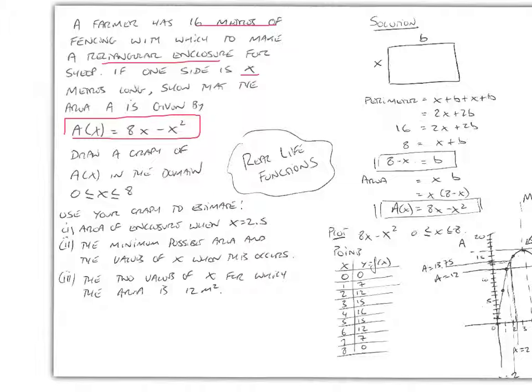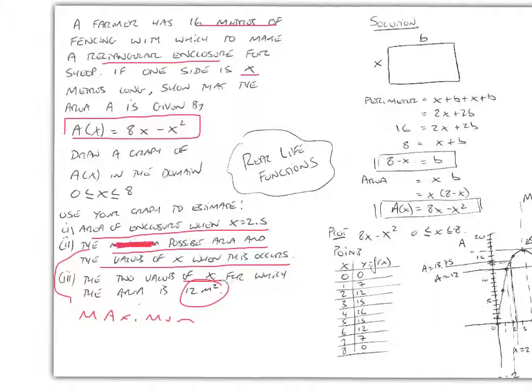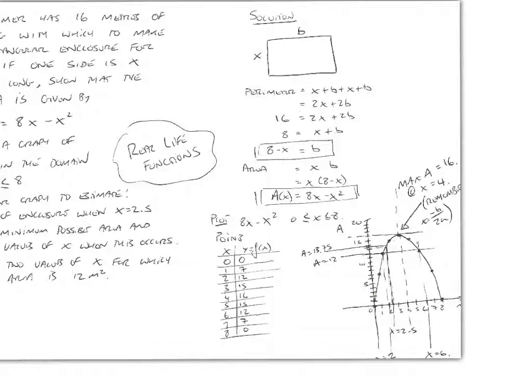Draw a graph of the function A(x) in the domain x between 0 and 8, and then use your graph to estimate the area of the enclosure when x is equal to 2.5, the minimum possible area, and the values of x when this occurs. Sorry, that should be the maximum possible area, the maximum possible area, and the value of x when this occurs, and then the two values of x for which the area is 12 metres squared. Okay, so here's the solution.